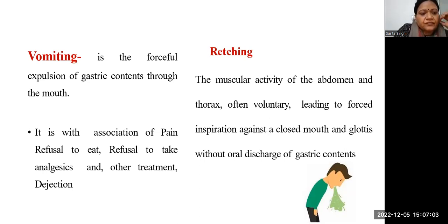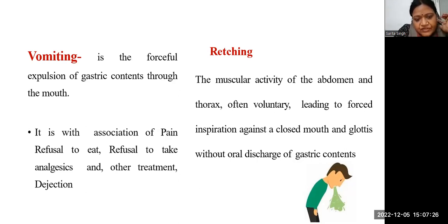Vomiting is sometimes associated with pain, aggravated pain, and the patient who is vomiting can refuse to eat. These are the associated features, by which you can relate that the patient is complaining of or showing vomiting.